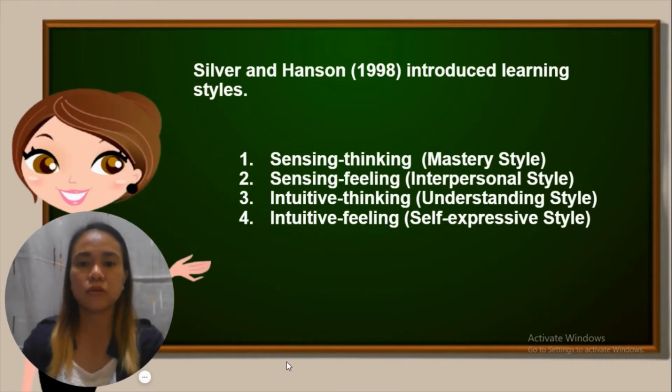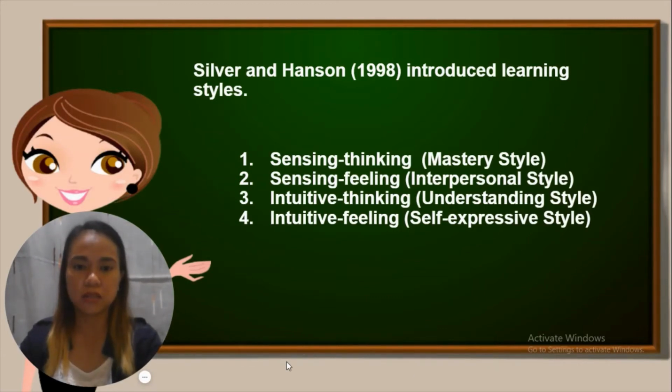Silver is the author of several educational bestsellers, including So Each May Learn, Integrating Learning Styles and Multiple Intelligences, and Teaching Styles and Strategies. In the book So Each May Learn, Silver combined Jungian personality and learning styles and Howard Gardner's theory of multiple intelligences. Silver and Hanson connected these styles to Gardner's multiple intelligences in a three-step process.